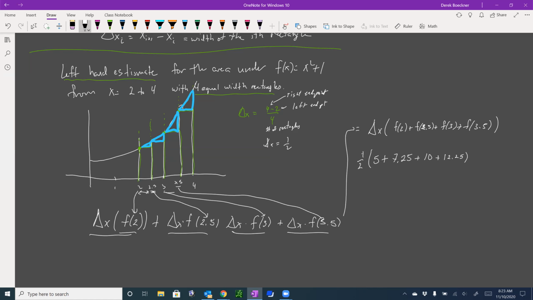Okay. So we add this up, I get 15, I get 19.5. 19.5 plus 15 is 35.5. I take that in half, that's going to be 17 3/4. That's going to be our approximate area under the curve, x squared plus 1 from 2 to 4. Okay, do we have questions on that?